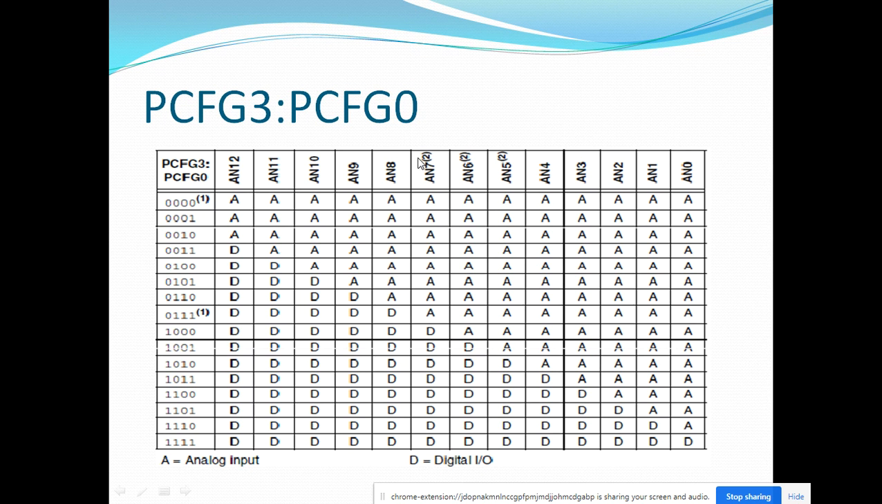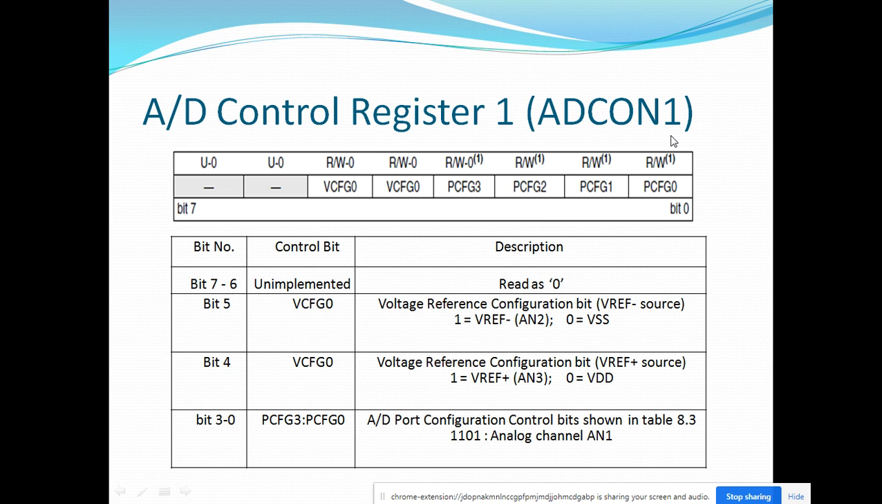Now, because some port pins are multiplexed with port E, which we use for controlling the LCD, generally we should use those port pins as digital IO and the remaining as analog input. So these are the port configuration bits for selecting whether a particular pin is an analog input or a digital IO. We can do this by writing a particular value to the ADCON1 register.